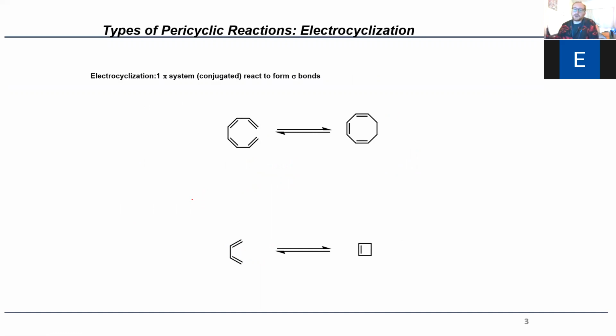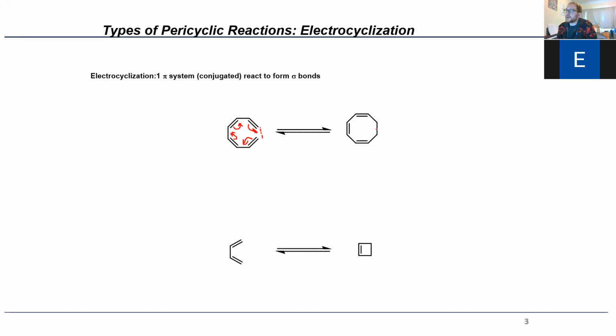And so the big difference between cycloadditions and electrocyclizations is that electrocyclizations are concerned with a single pi system. And so that means a single conjugated pi system reacts to form sigma bonds. And so here is a good example where this tetraene can react to form this cyclooctatriene. And so you could envision the flow of electrons looking like this, where we form a sigma bond and shift all of our alkenes around in a concerted fashion to generate this product shown here.